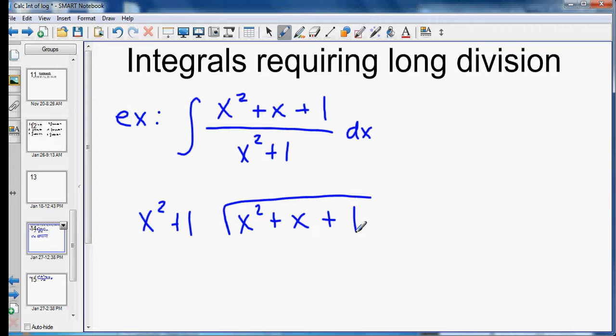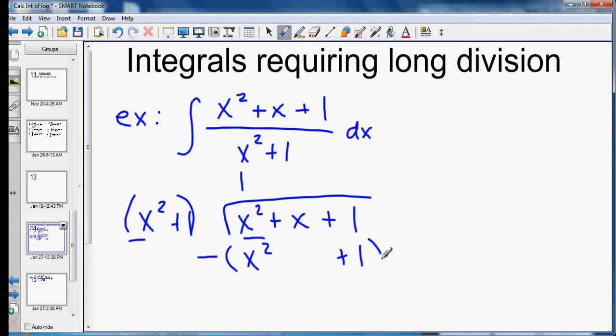We do x squared divided by x squared, which gives us 1. Then we multiply 1 times x squared plus 1. So 1 times x squared and 1 times 1. Notice I did put the 1 over there with the other constant because I want to keep the like terms together. Now I need to subtract.